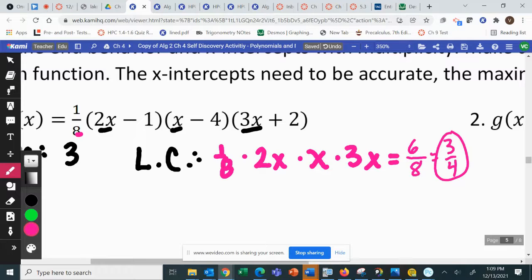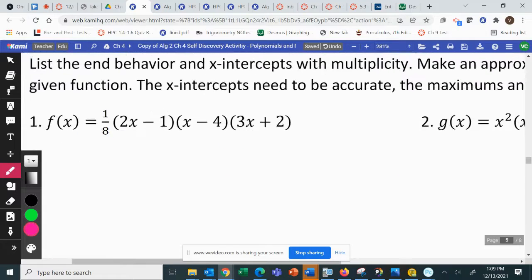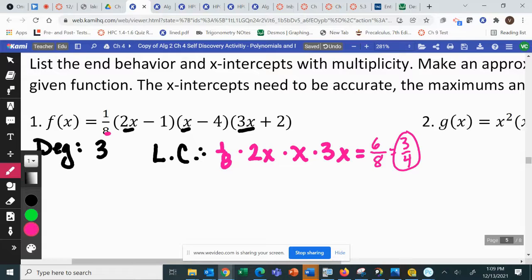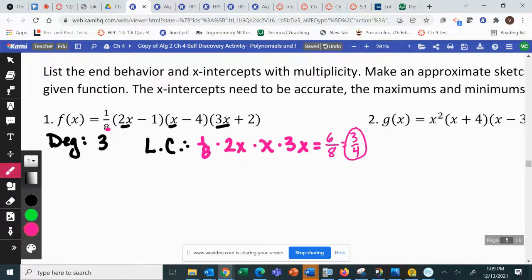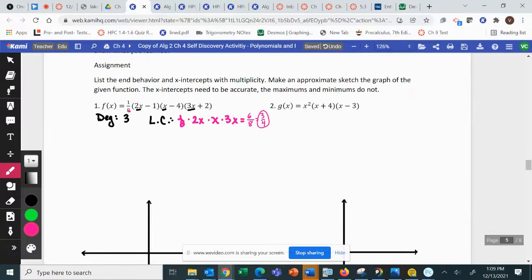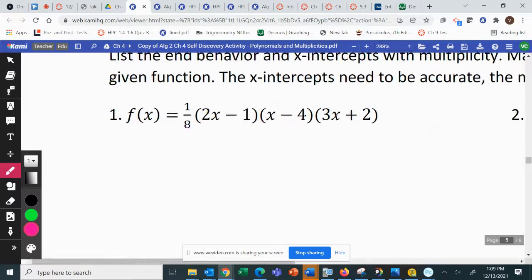So you're doing the degree and the leading coefficient the same. You just have to multiply the first part of the factor for all of those. Or I guess I shouldn't even say the first part of the factor. It's the x part of the factor. All right, and then from there, you can figure out your end behavior. You should easily be able to find the x-intercepts. How many x-intercepts will there be for this one?